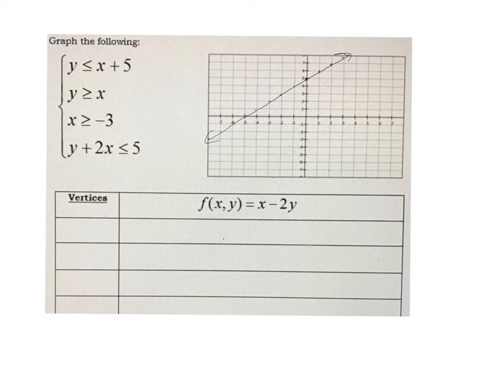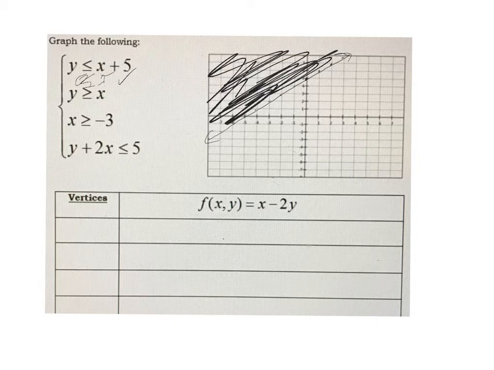Plugging in 0, 0, that's 0 less than or equal to 5. Yep, that works. So I would be shading below, but instead we're going to shade above. We're shading the opposite, so all that stuff is out.